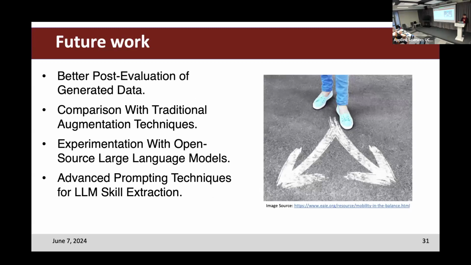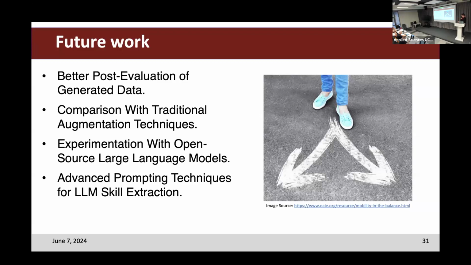So let's outline the future work. Ideally, we could repeat these experiments with better post-evaluation of the generated data. Also, it would be helpful to compare our results with a more traditional augmentation technique, for example, just swapping the entities with the ones from the ESCO.